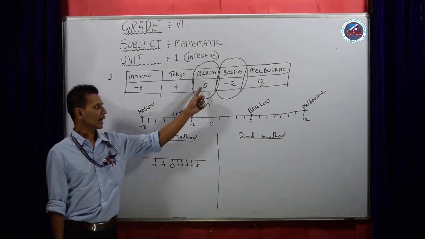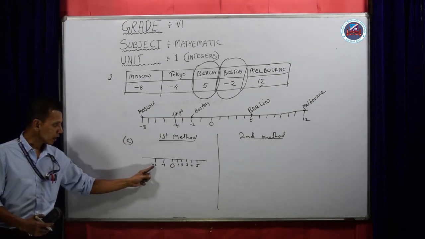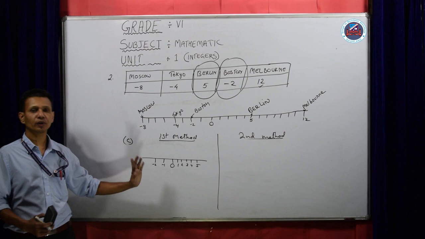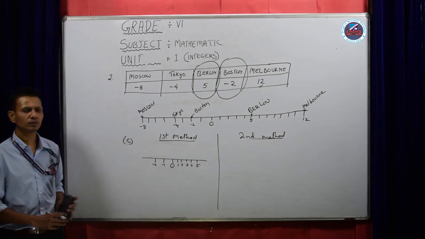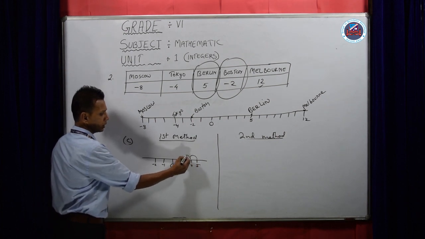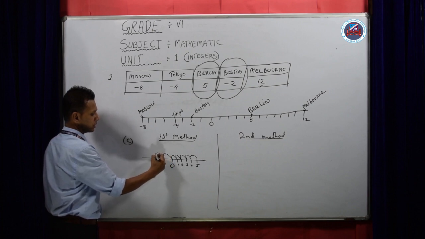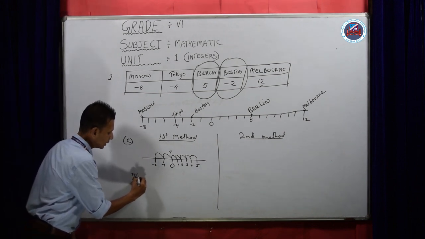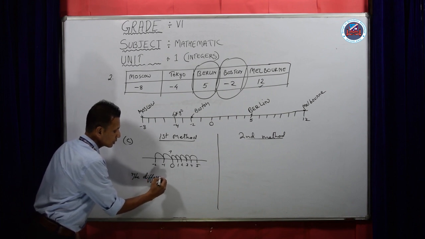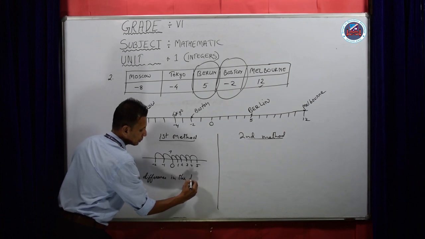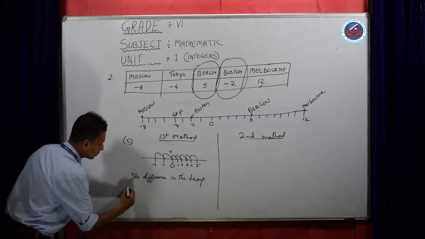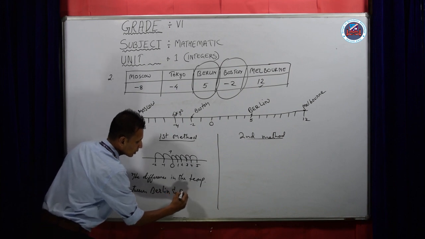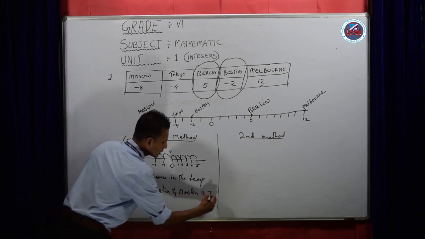Okay, now I have to find the difference, and I already told you difference means how far -2 is from 5, or how far 5 is from -2. Yes, you can count like that. 1, 2, 3, 4, 5, 6, 7 steps. Well, that's your answer. Now you can just write the answer: the difference in the temperature, I'm using short form, between Berlin and Boston is 7. Done?